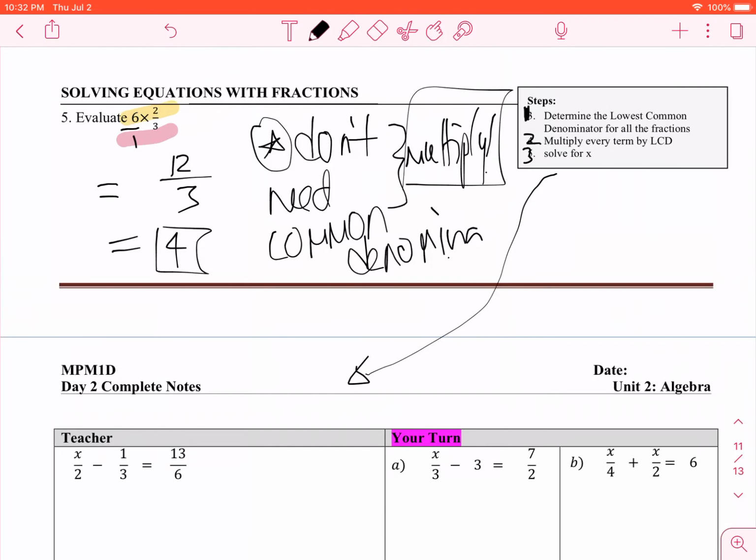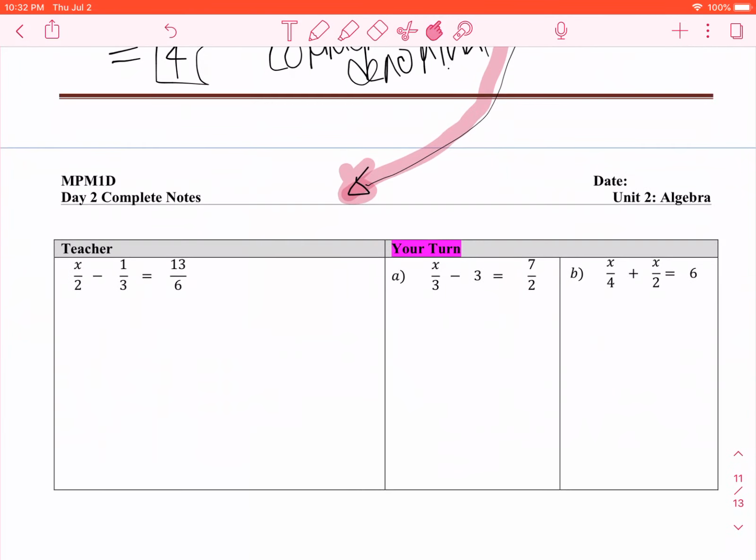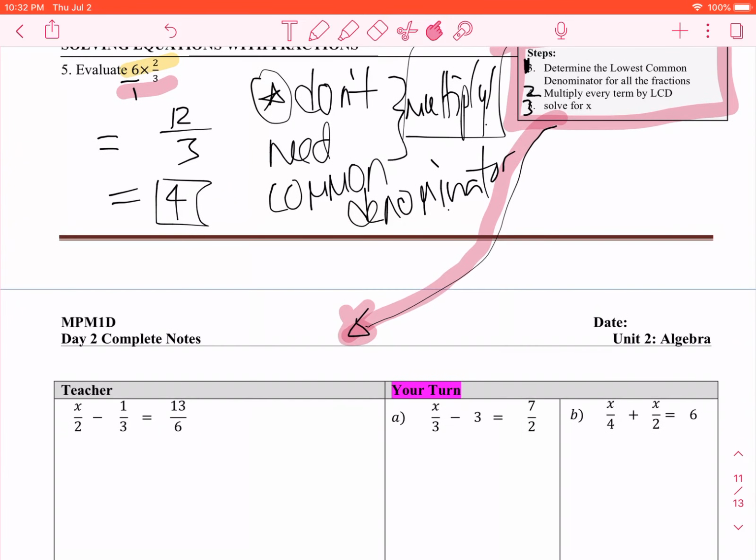Where it becomes very evident, so more so where these steps do apply, is for questions where we're adding or subtracting. Okay, so you have to determine the lowest common denominator for all the fractions. So if you look at each denominator here, I have a 2, I have a 3, and I have a 6. How to find your LCD? So what I'm going to do is I'm going to think about what denominator do they all have in common. I'm going to agree that my LCD is 6.